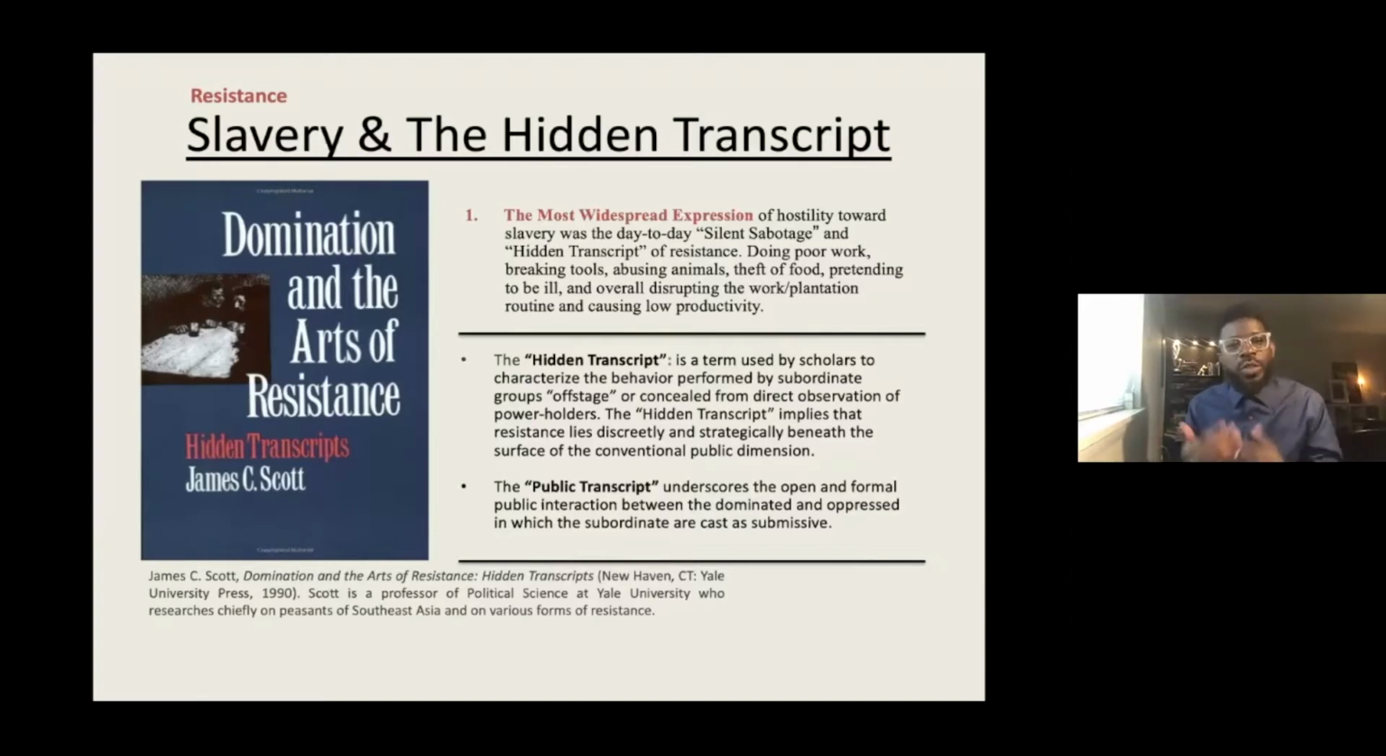And so this is what slaves are constantly involved in. And this is what I would argue the American worker is constantly involved in as well, is this hidden transcript of resistance, especially with you guys working from home now. What are you really doing?